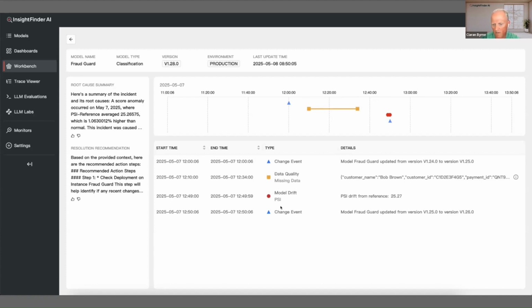So another change event was made to revert some of these changes, and it actually broke some of the inputs to the model. So you can see this all happens automatically. There are various monitors in place, but the underlying algorithms are able to detect the relationship between those various anomalies and events that have happened, consolidate them, and put them together in this type of timeline view.